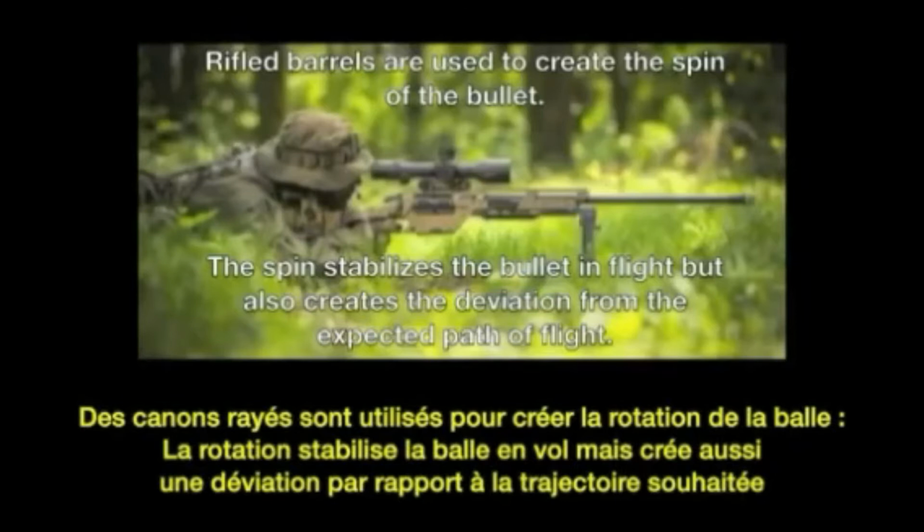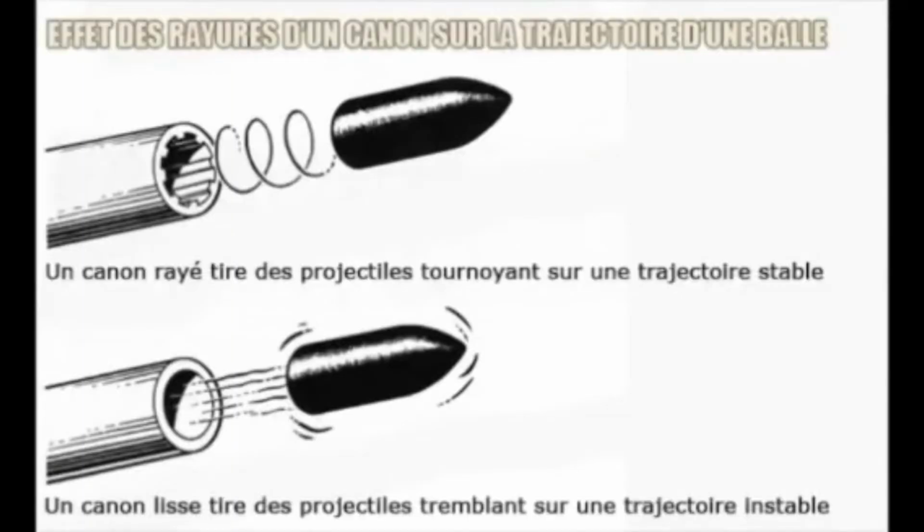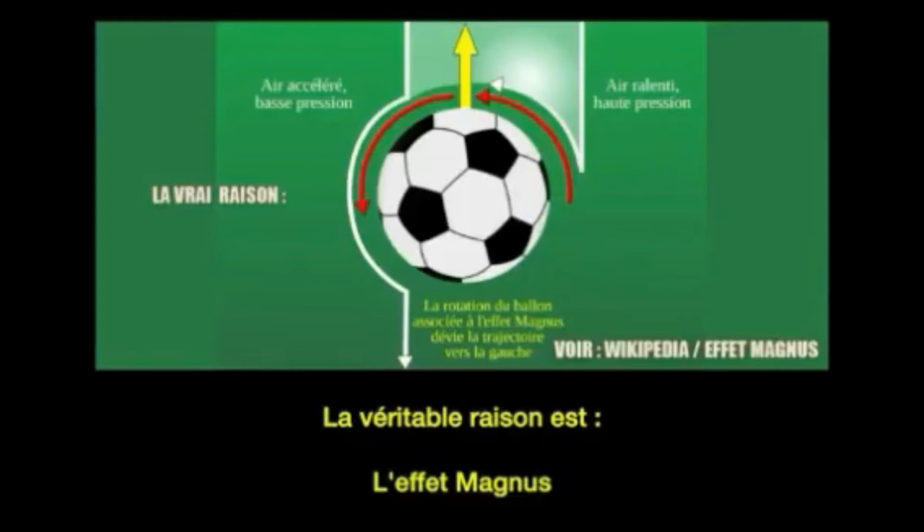Rifled barrels are used to create the spin of the bullet. The spin stabilizes the bullet in flight, but also creates the deviation from the expected path of flight. Here's a diagram of the difference between a rifled barrel and a smooth bore barrel. The real answer, the Magnus effect.